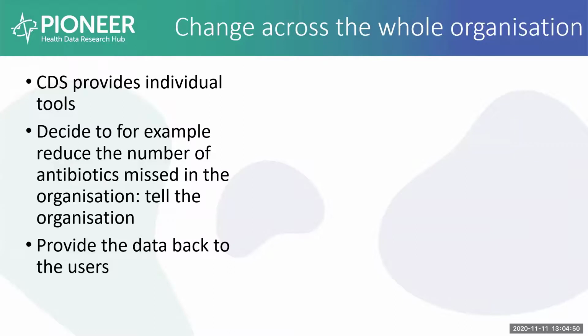So, for clinical decision support, this is providing an individual tool between the user and the patient when you're actually doing these actions. Now I want to tell you a story about how we can start to influence change across the whole of the organisation. In this example, the organisation decided that it wanted to reduce the number of missed antibiotics within the whole of the organisation. The first thing that we did was we provided the data back to users. Next slide, please.